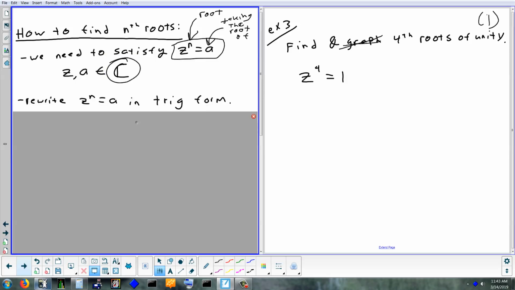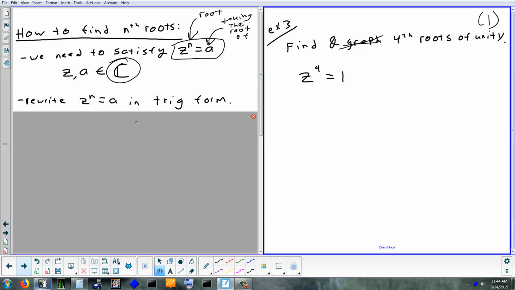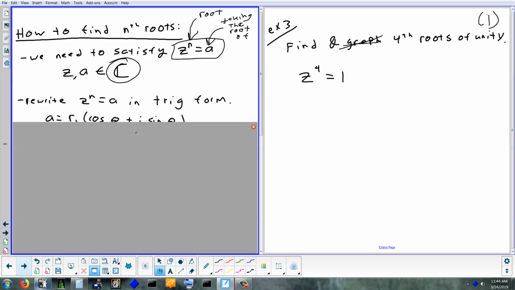So now we have to take that equation and rewrite it in trig form. That's not trig form. If it was trig form, I would be seeing sines and cosines. That's how I know something's in trig form. So now I'm going to show you how to rewrite that in trig form.